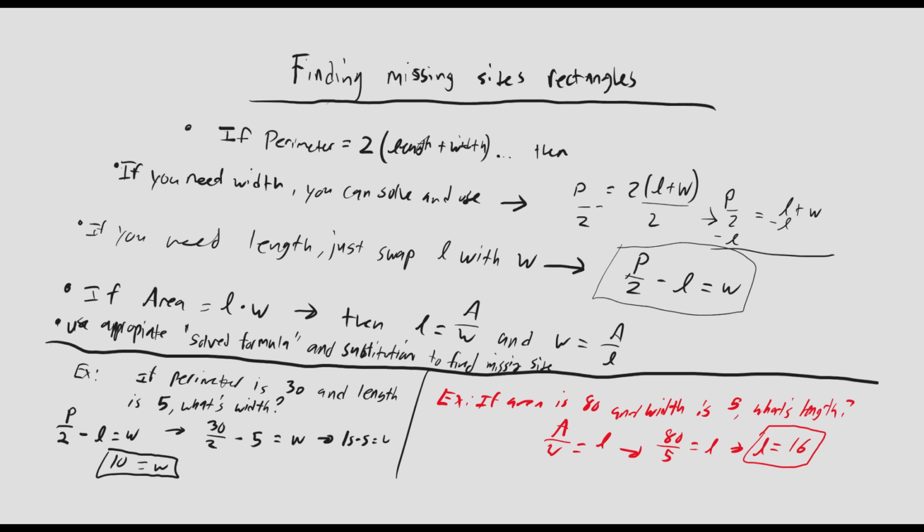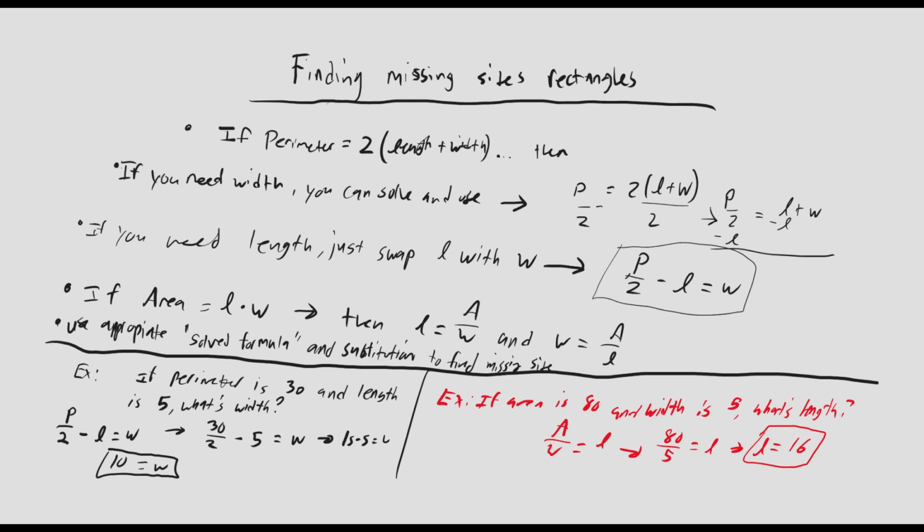If we needed to find length or width from an area given, then you would just divide the area by the other side that you already know, and you would wind up with a formula where you can just plug in the measure you know to find the side information you need. So use the appropriate solved formula and substitution to find your missing side, essentially. Let's take a look at the first example.